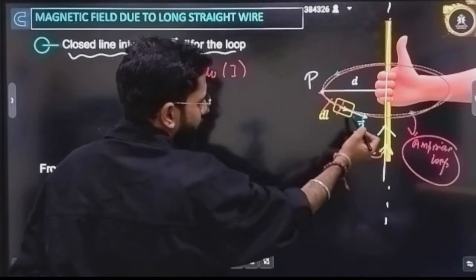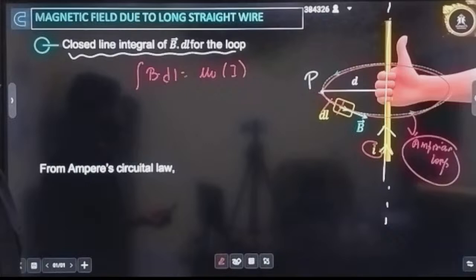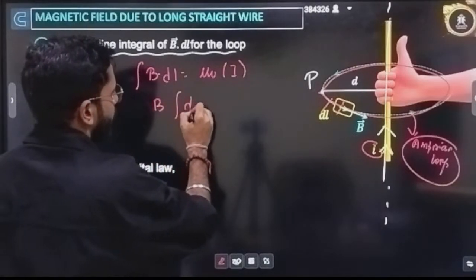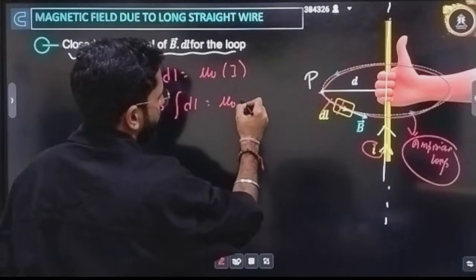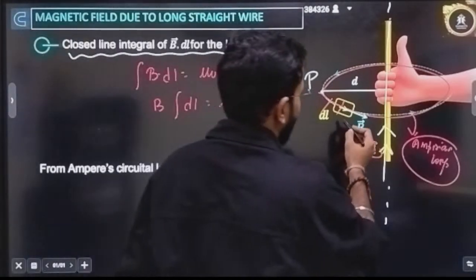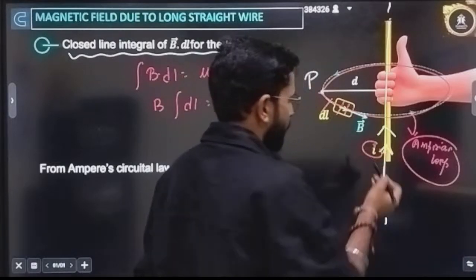Can I say net current? What is the net current passing through the loop, students? I, only simple I. Now I will write: integration of B dot dl is equal to mu naught times the net current. Small i will represent it because small i is there. Now what is the integration of this dl?